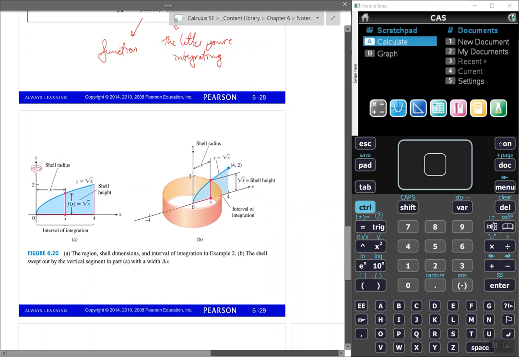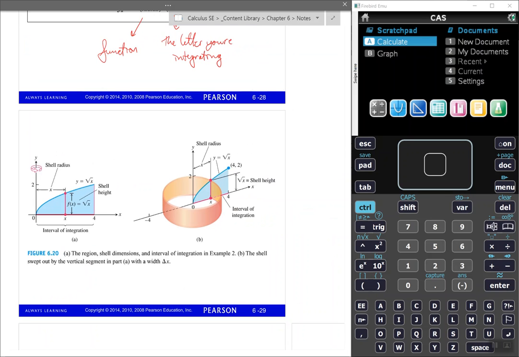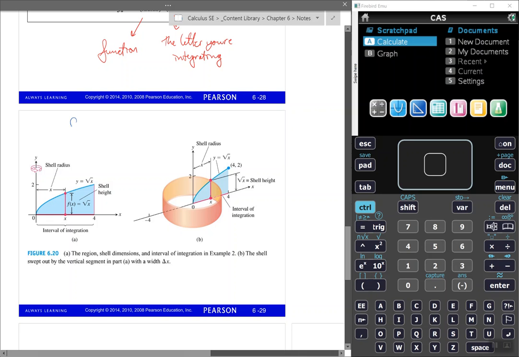Okay, so the limits of integration always come from the letter that you're integrating. So we are integrating x, so our limits of integration should come from the x-axis. So we have from 0 to 4 on the x-axis. So those are our limits. So we'll set up our integral from 0 to 4.